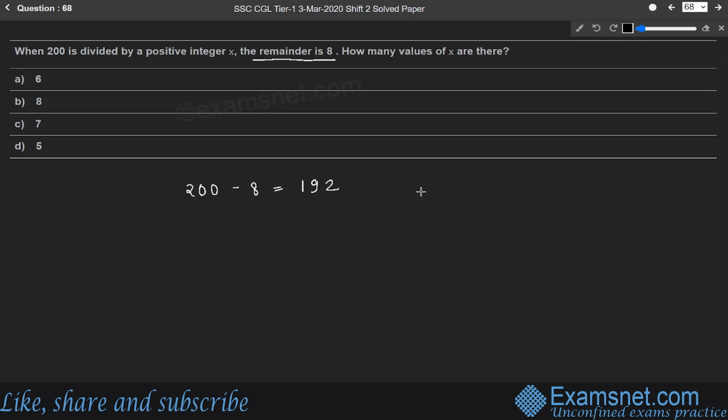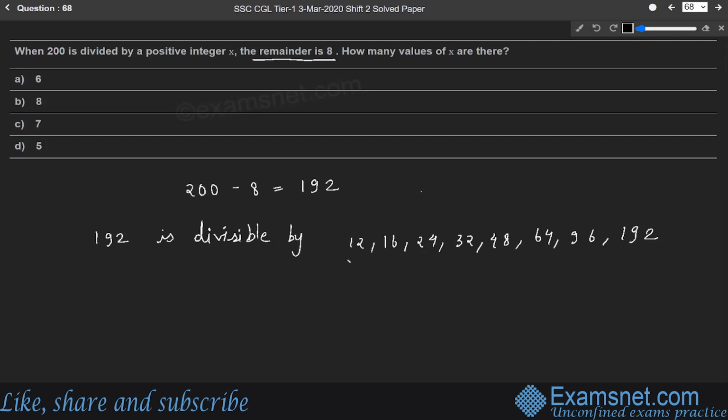Okay. Now we want to find all the possible values of x more than 8 by which 192 is divisible by. So 192 is divisible by 12, 16, 24, 32, 48, 64, 96 and 192. All these values are greater than 8. Why? Because the remainder is 8. So we cannot take x less than 8. All right. This is the basic thing that you should keep in your mind.